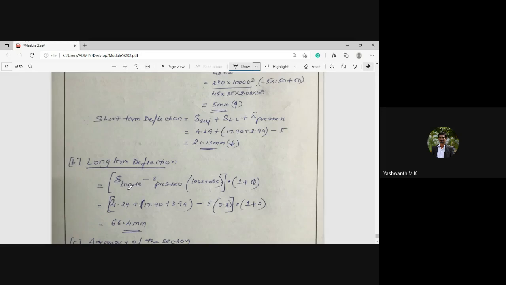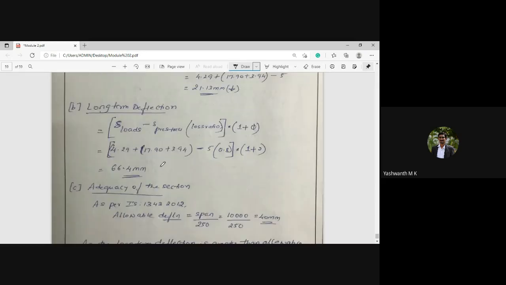So now 4.29, that is deflection due to self-weight, plus deflection due to live load, minus deflection due to pre-stress, that is 5, into loss ratio, that is 80 by 100, which is 0.8, multiplied by 1 plus creep coefficient, which is given as 2. So substituting everything, you will get 66.4 millimeter. So this will be the answer.